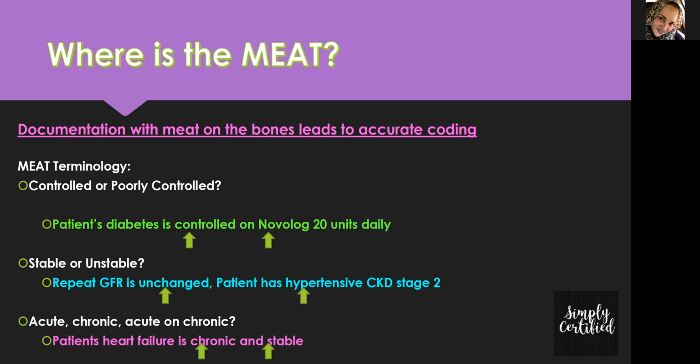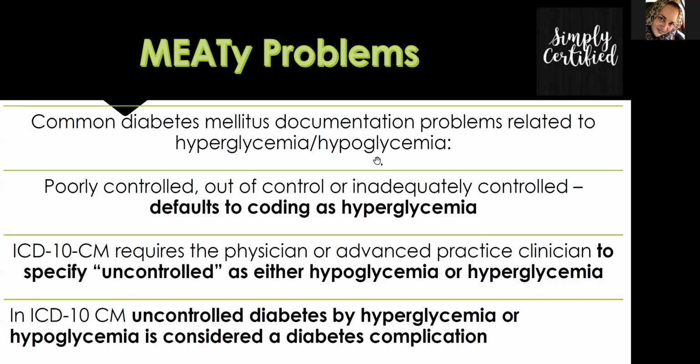Is the condition acute, chronic, or acute on chronic? Patient's heart failure is chronic and stable. Or maybe it's a diabetic patient and they have chronic kidney disease, but they're having an acute kidney failure. That would be acute on chronic kidney disease. There are more codes to use for that.